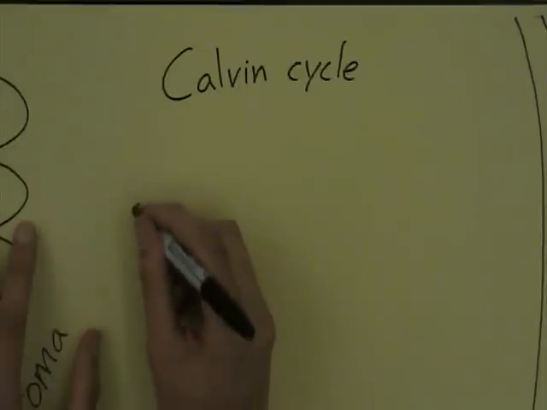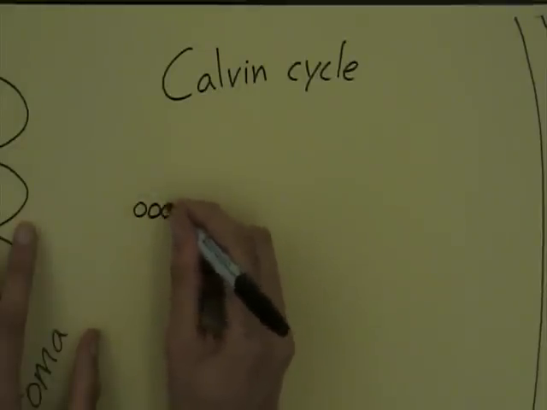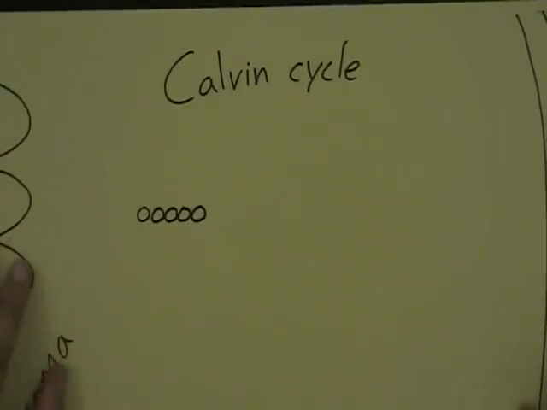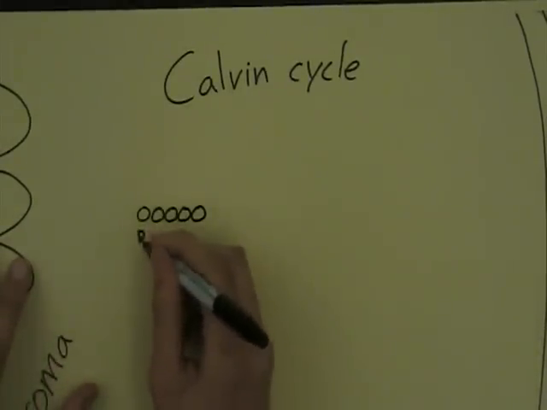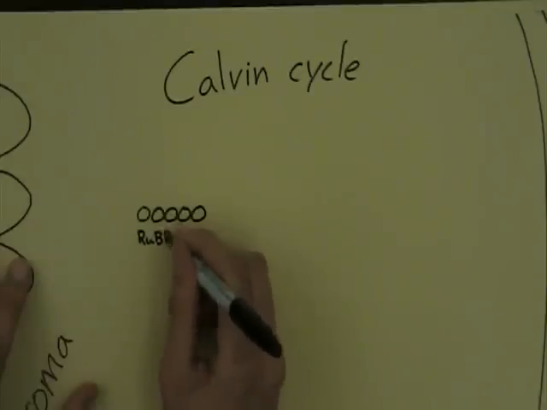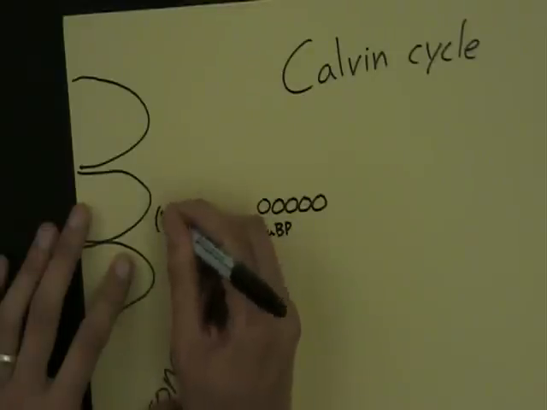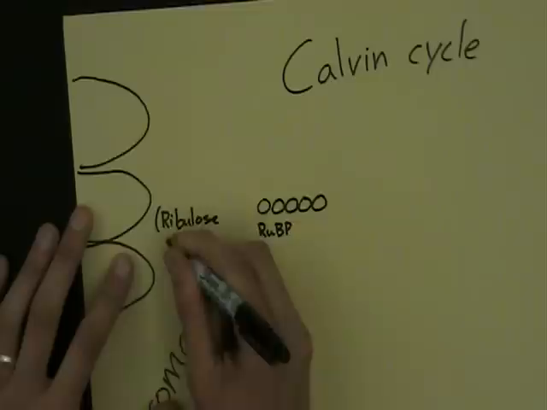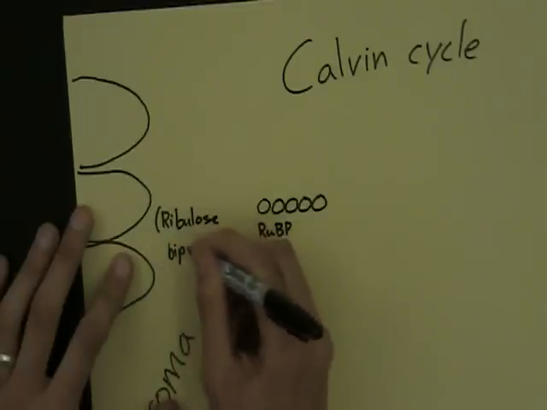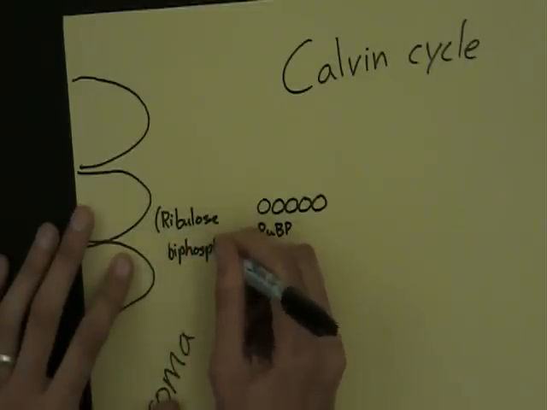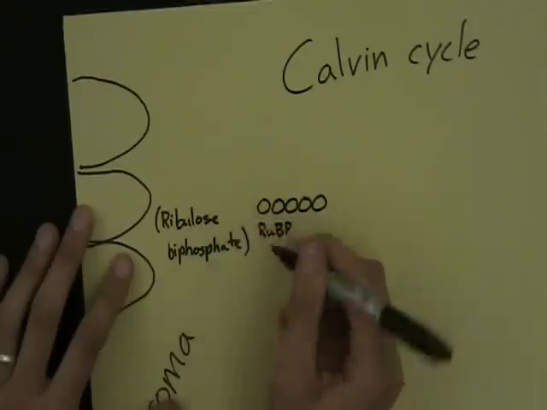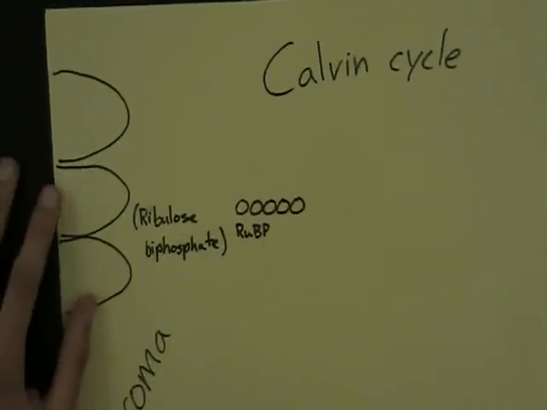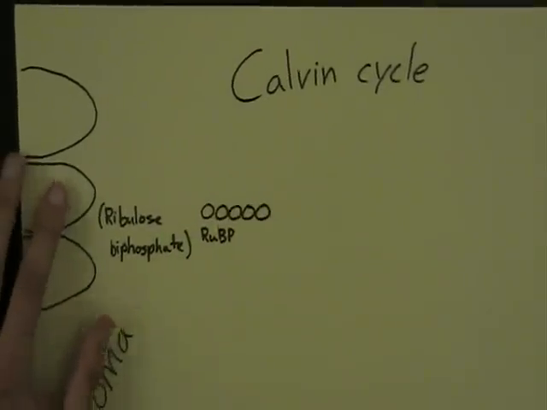Starting off, we have a molecule called RuBP, and I'm going to represent the fact that it has 5 carbons by drawing 5 little circles. So this is called RuBP. The full name for this molecule is ribulose bisphosphate. It's useful if you're familiar with this term, but it's very unlikely that you're going to be asked ever to recall it straight from memory. But if you remember RuBP, that'll be fine. That's the standard abbreviation, a bit like ATP is for adenosine triphosphate.